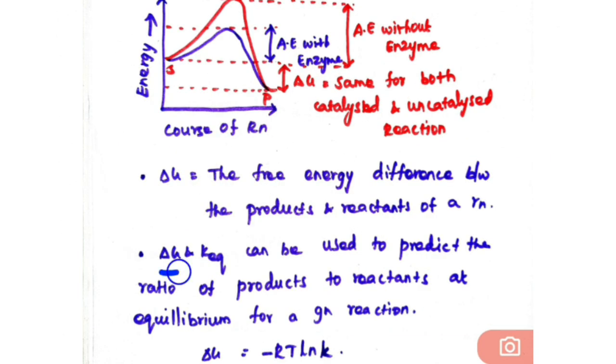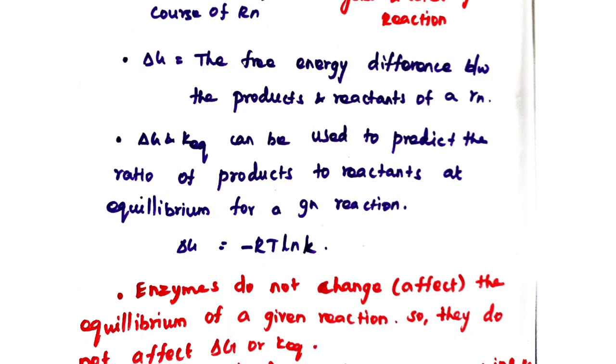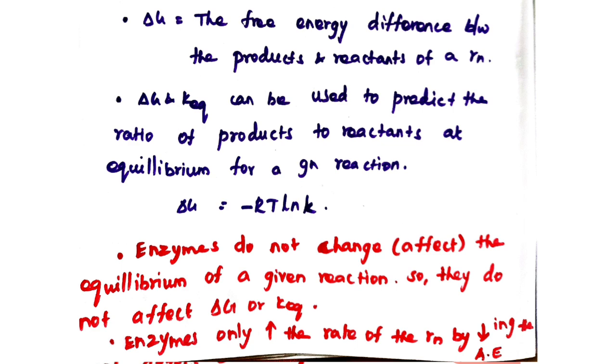Del G and K equilibrium can be used to predict the ratio of product to reactant at equilibrium for a given reaction. The relationship is del G is equal to minus RT ln K. In most chemical reactions, your substrate is in equilibrium with your product. In general, enzyme increases the rate of the reaction by decreasing the activation energy, so it must accelerate both backward and forward reaction equally. So it won't change the equilibrium between the substrate and product. Then they do not affect del G and K equilibrium.